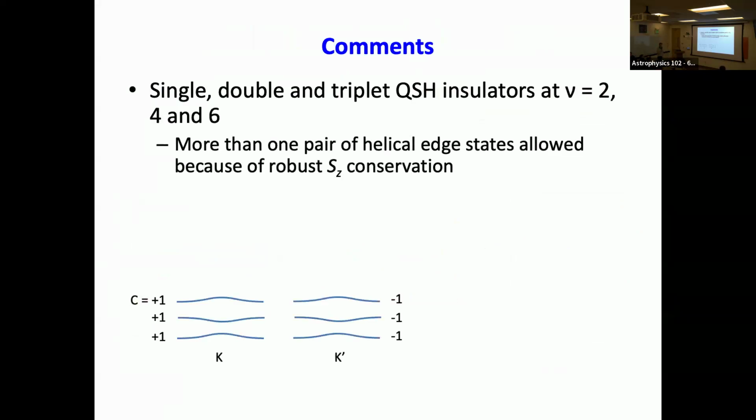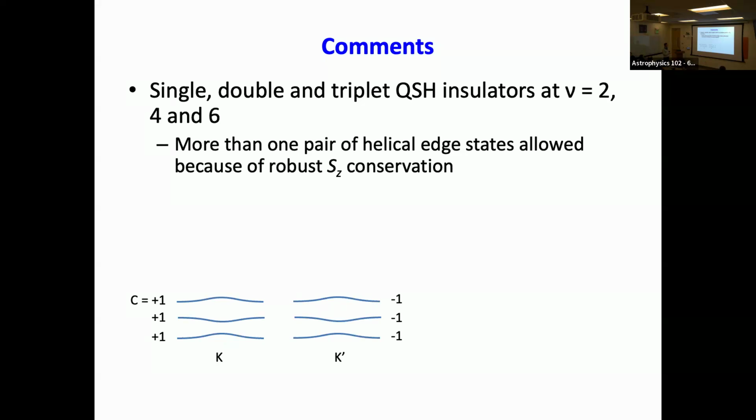Okay. A few comments about this state. So we observe states at 2, 4, 6. They are single, double, triple quantum spin Hall insulators. And so it suggests basically the Chern number sequence of this device takes +1, +1, +1 in the K valley and -1, -1, -1 in the K prime valley in this system. So that it supports the single, double, and triple quantum spin Hall insulators at these filling factors.